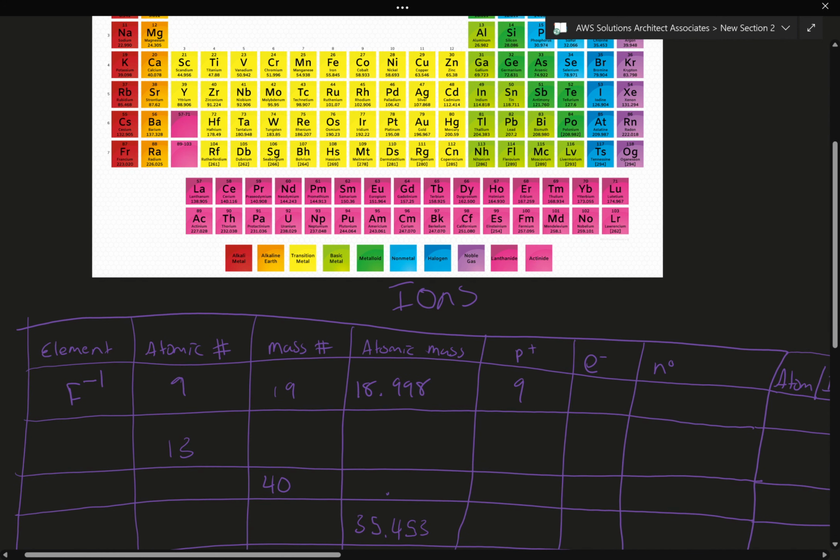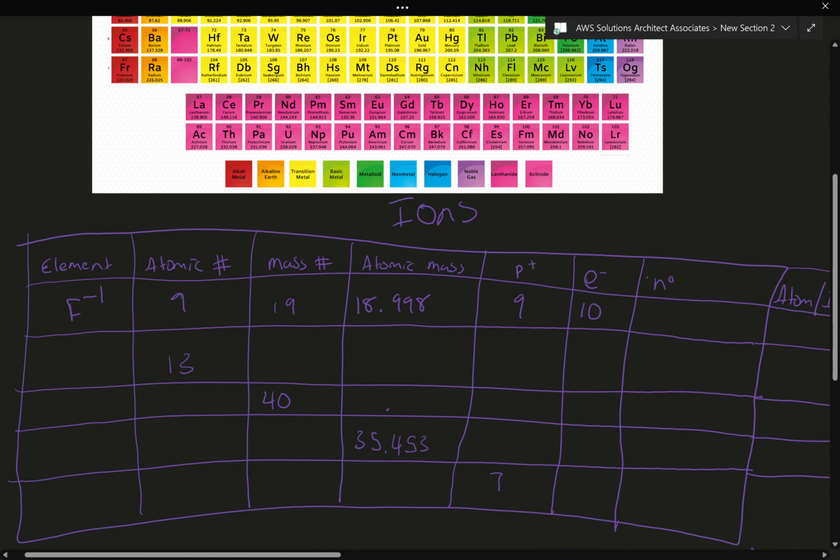Now when we're talking about ions, remember that fluorine gained an electron, okay? And because fluorine gained an electron, he is not going to have 9 electrons. He will have 10 electrons now because fluorine ion indicates that fluorine gained an electron. So whenever we're differentiating between atoms and ions, what makes ions different is the number of electrons, all right? The number of electrons is different.